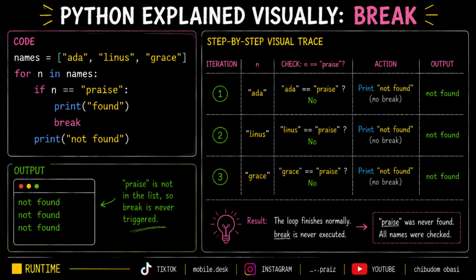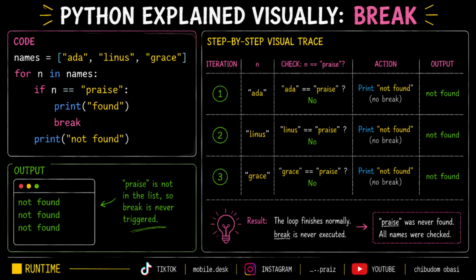So one way you may approach it is to say for n in names, if n is equal to praise, print found, break, then you now print not found. What this is going to do is, for every single name that doesn't say praise, print not found. Ideally, technically speaking, your code works.